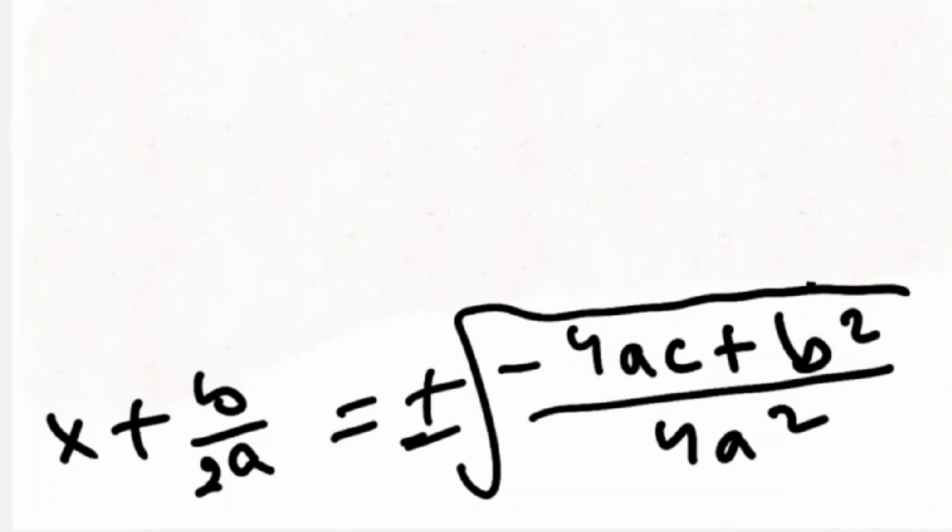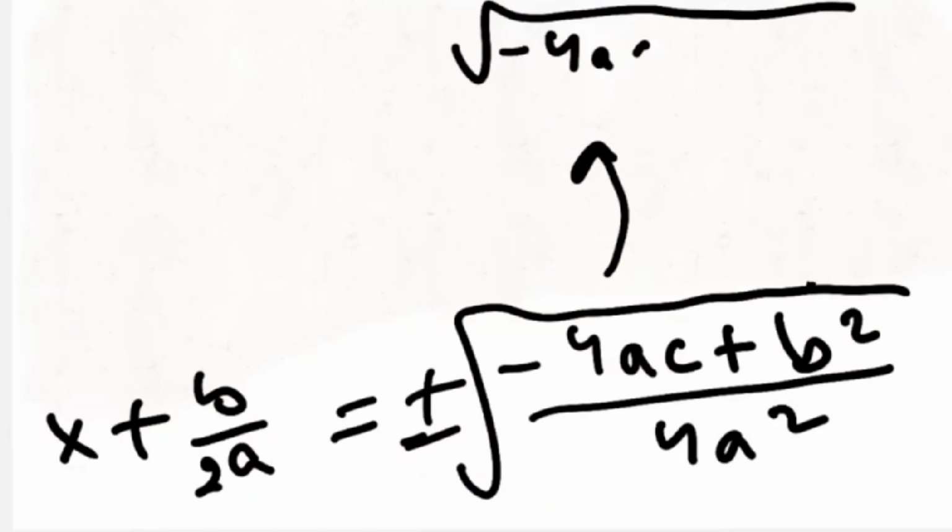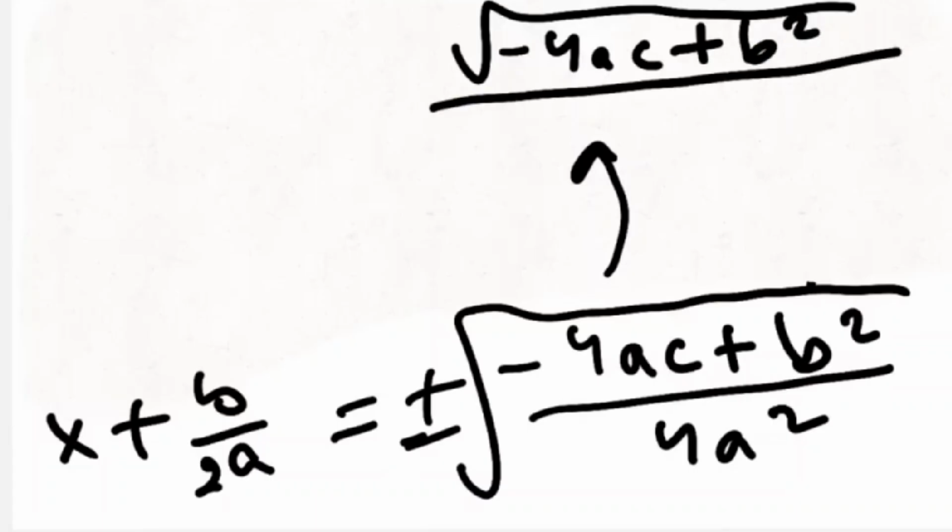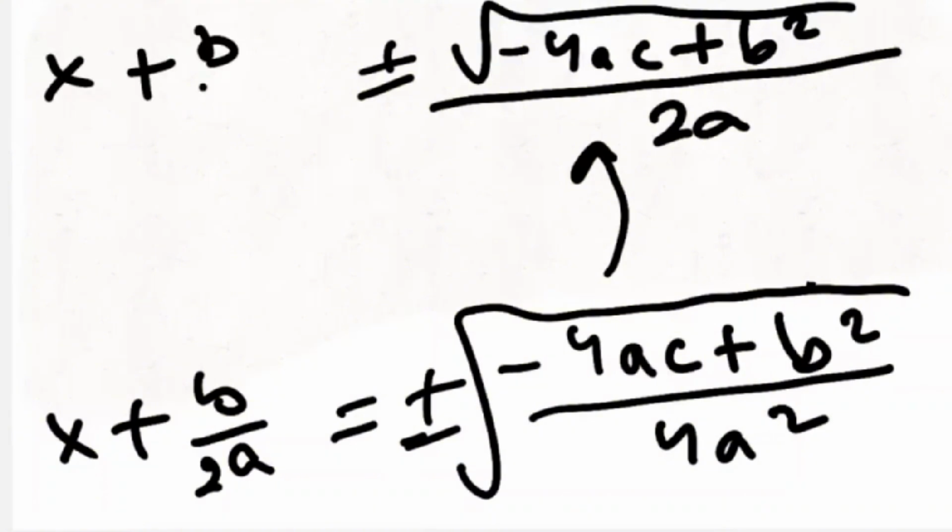So then we're going to be doing fraction square root, where we're going to have the top be the square root of negative 4ac plus b squared, and the bottom is going to be the square root of 4a squared. But the square root of 4a squared, by the definition of square root, we can actually make this be the square root of 4 times the square root of a squared. And if we have it like this, then the answer is actually going to be 2a. So we can just put 2a at the bottom like this. Of course, this is going to be plus or minus at the top. And we're going to be having x plus b over 2a right here. So we have x plus b over 2a is equal to plus or minus the square root of negative 4ac plus b squared over 2a. Okay.